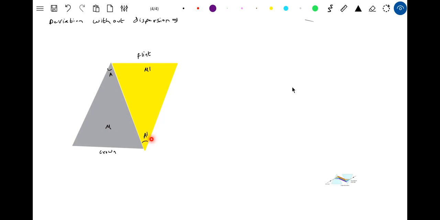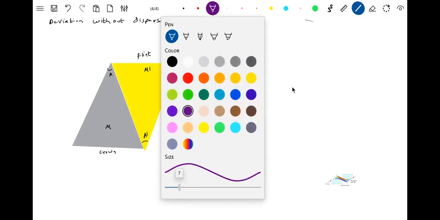So I want deviation without any dispersion. It means when a light passes through a prism, it will spread. But what I want is for the white light to pass through the prisms, undergo deviation, but there should not be dispersion. So for that, I'll take the combination of prisms here. So let's go for the ray diagram. I'll decrease the thickness of them.